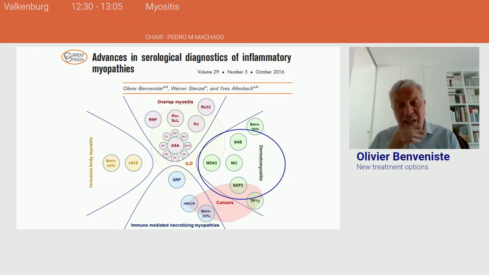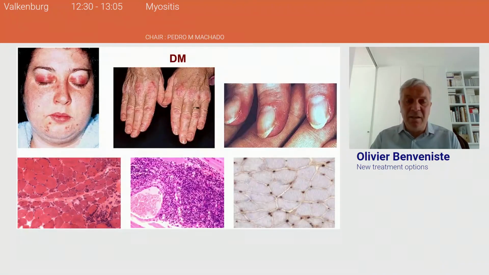So moving back now to dermatomyositis and all these autoantibodies. I remind you that you have this typical rash with the heliotrope rash, the Gottron hand, and so on and so forth, and also some pathological hallmarks that make the diagnosis relatively easy if you have all these signs, pathological signs, and one of the autoantibodies.